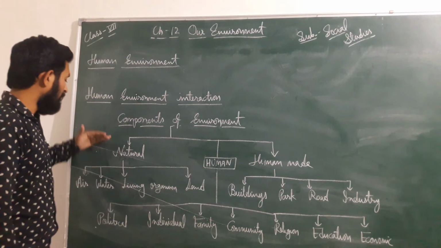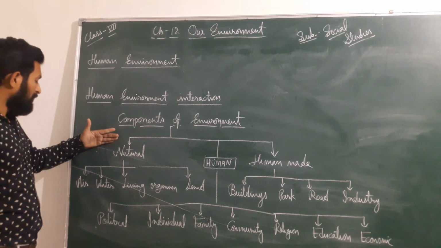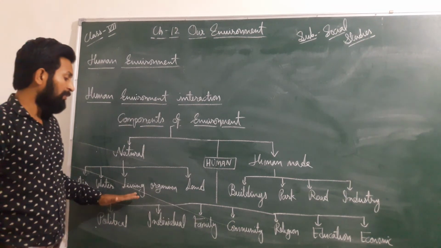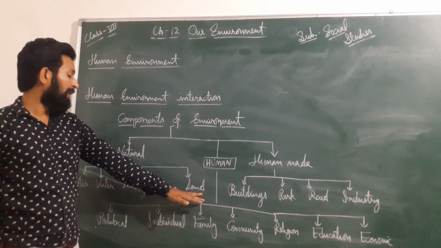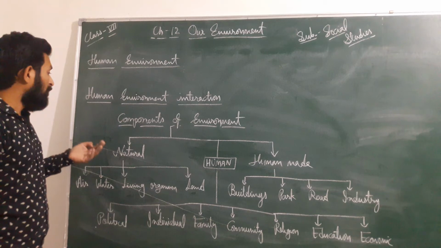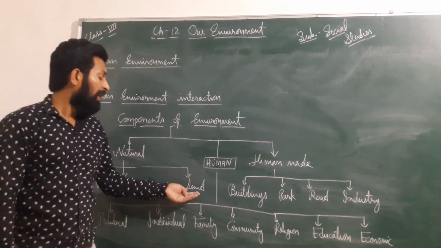Dear students, at first we will talk about the natural environment. In the natural environment there will be air, water, living organisms, and land. We already discussed in the last class the natural things, whatever is created or made by nature. Those components are known as natural components, like air, water, living organisms, and land.